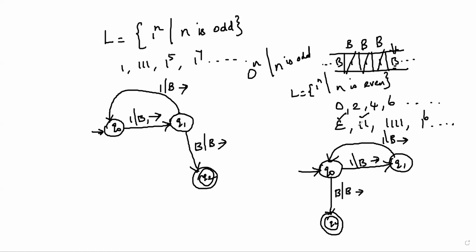So the first 1 is changed to blank. From Q1 to Q0, the other 1 is also changed to blank. Finally, we are in the Q0 state, so it will go to the final state. For four ones, 1, 2, 3, 4, now you are in the Q0 state, it will go directly to the final state.